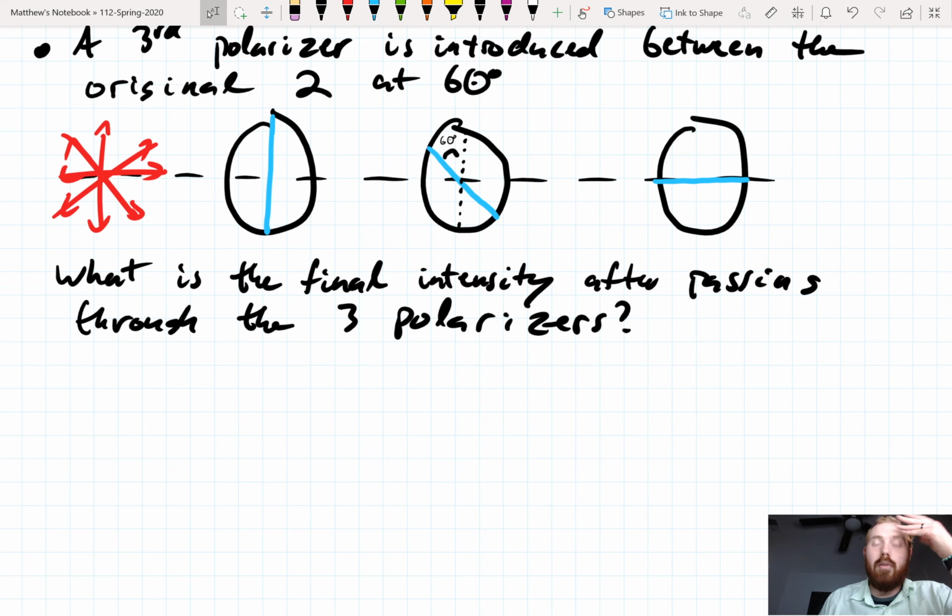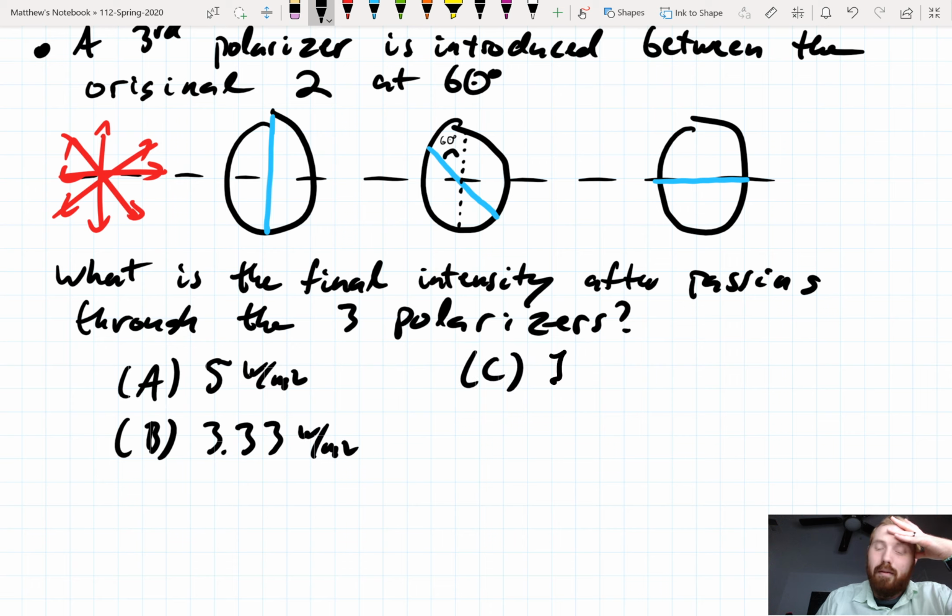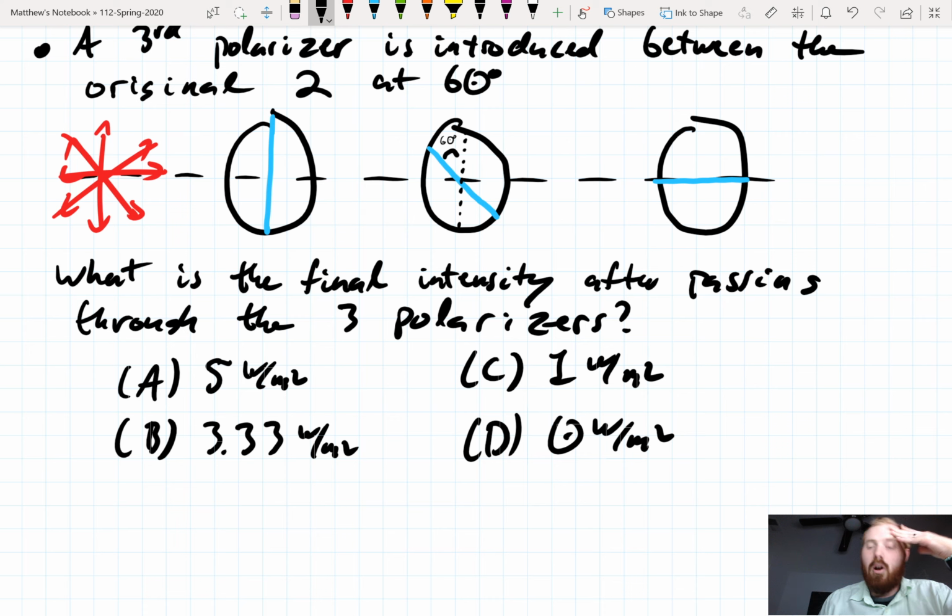I'll even make this one multiple choice while you think about this before you work out the math. Is it 5 watts per meter squared? We'll just go down values. 3.33 watts per meter squared. 1 watt per meter squared. Or 0, all the light gets blocked off. All right. So while you're thinking of those answers, let's draw the pictures again.